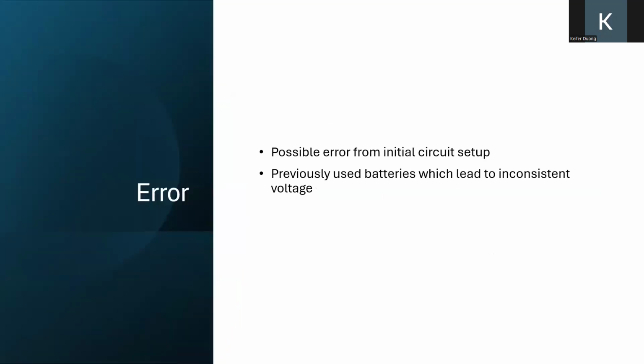Some possible sources of error. One could be the initial circuit setup, and the second one is previously used batteries, which led to inconsistent voltage.